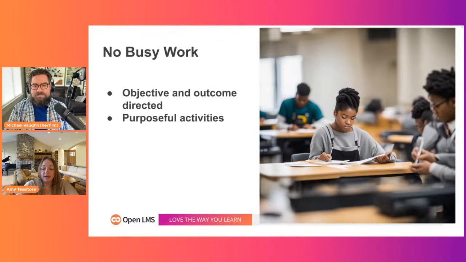So giving them some activities that put things into context for them so that they understand the actual real world application of what we're teaching them is really important. This is where we move away from busy work and move into that meaningful and purposeful learning activity. We're giving them an opportunity to see this in a real world context within the context of their own jobs.